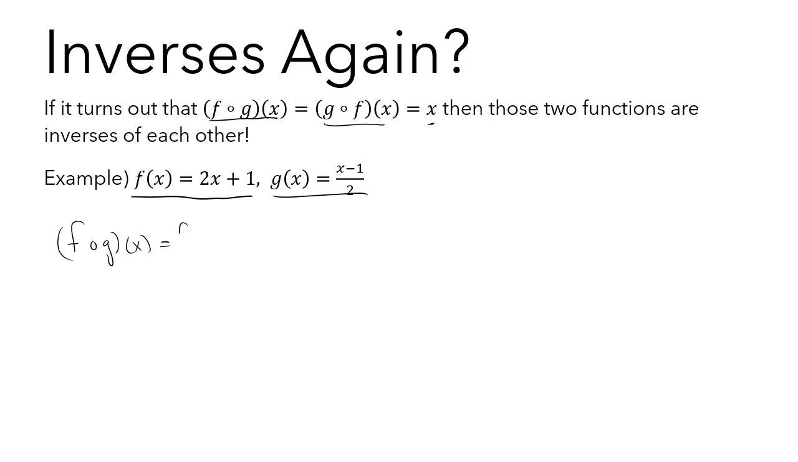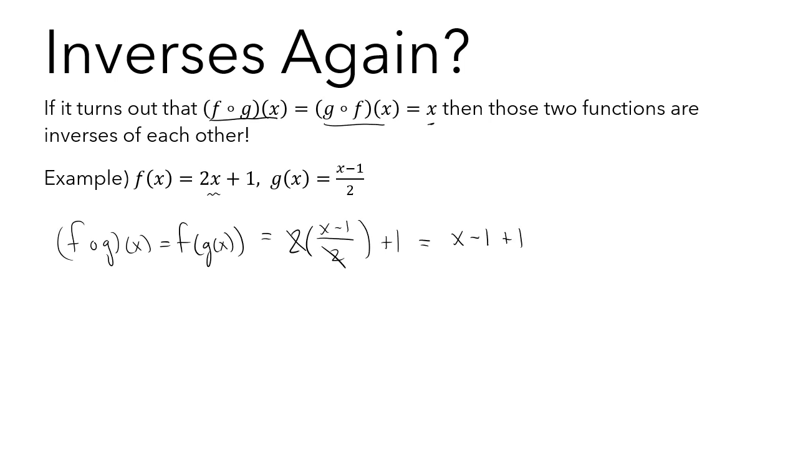So keep in mind that means f of g of x. So what I'm going to do is take g of x and plug it in for x into the f of x equation. So let's do that. So this is going to equal 2 times, and then where there's an x here, I'm going to input the whole of g of x, plus 1. Now 2 times the one half will cancel, so that gives me x minus 1 plus 1, and minus 1 and plus 1 will cancel and just give me x. So boom, the first one checked out.